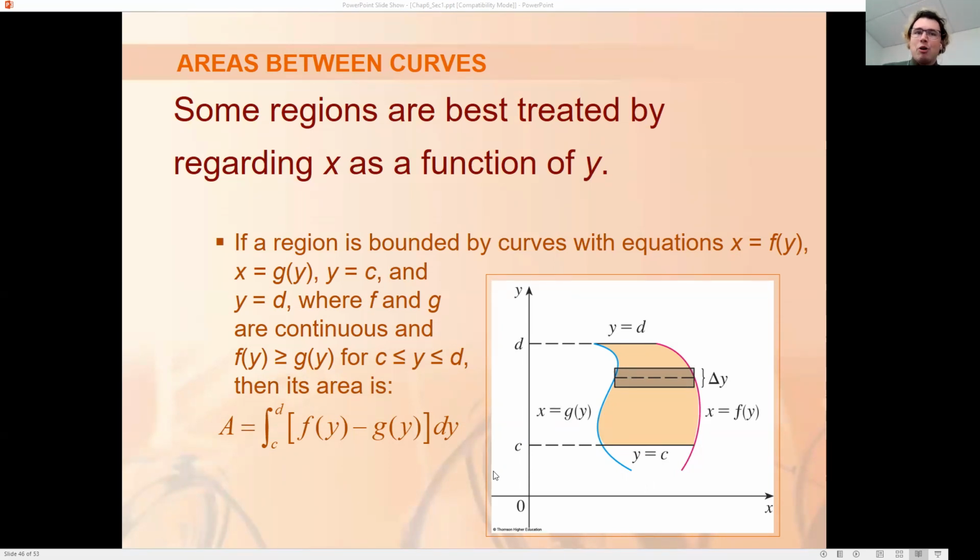So my area formula is going to be the integral from c to d of f of y minus g of y, all dy. Goodness, that was abstract. Let's actually do an example.